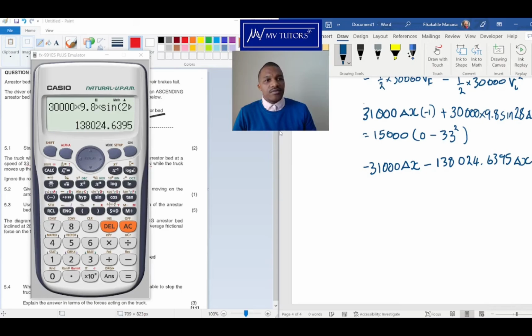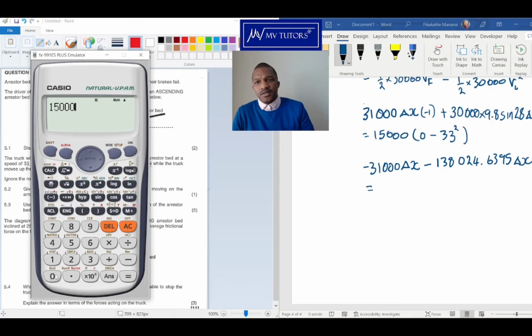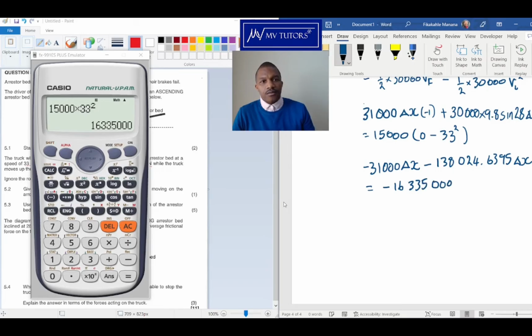Change in x. Cool. And this side, what am I gonna have here? Let me just put it. It's 15,000. Whatever, it's gonna be minus because of that negative. So it's 15,000 times 33 squared, and it's that number, 16,335,000. Okay, so it's like that.